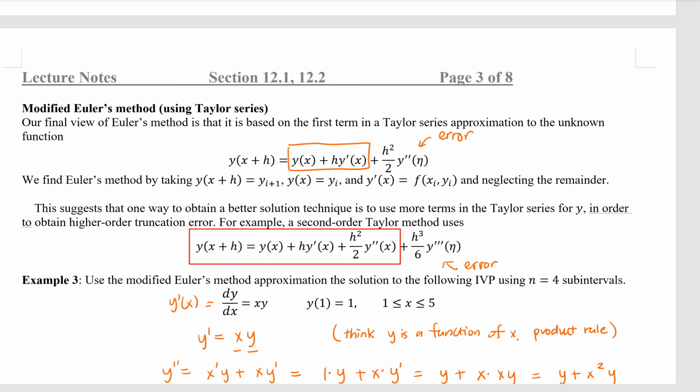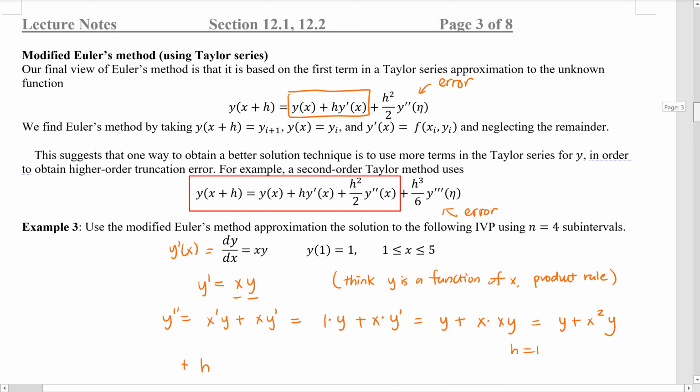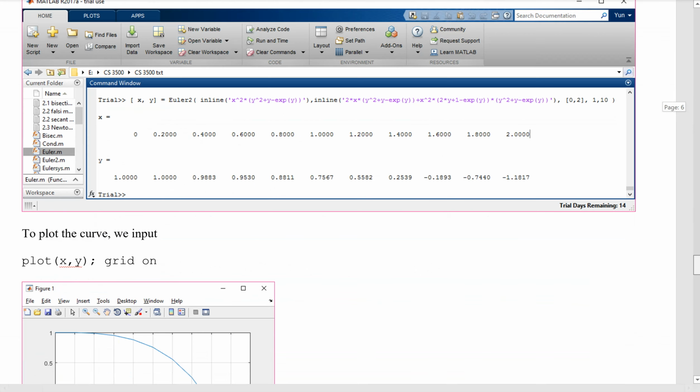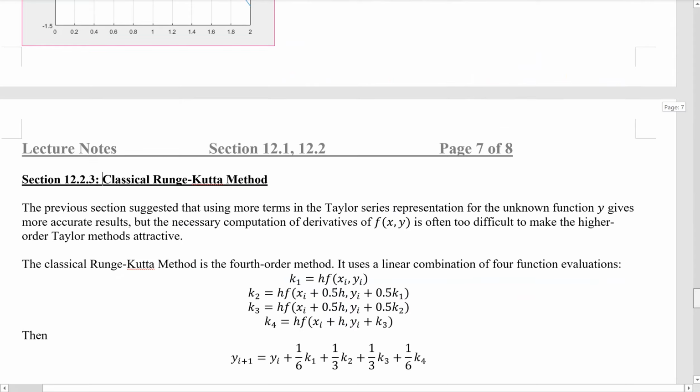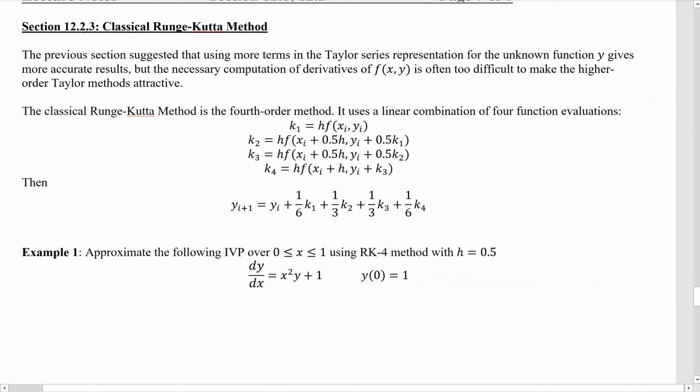for Euler's method, the error is a second order error. For the modified Euler's method, the error is a third order error. But the Runge-Kutta method is a fourth order error. And we know that if the order is bigger, then the error is smaller. So it uses a linear combination of four function evaluations.